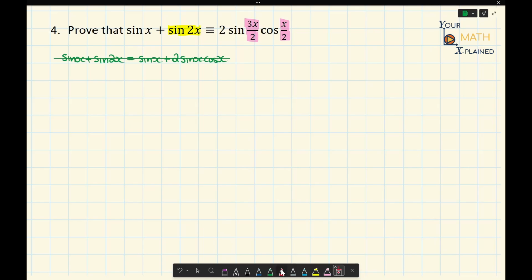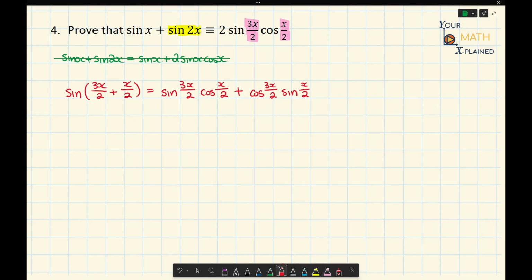So let's go ahead and write that down. So we're going to have sine of, and the 2 angles that we have are going to be 3x over 2 and x over 2. So if we were to add them together, this is going to give us sine of the first angle multiplied by cosine of the second angle plus cosine of the first angle multiplied by sine of the second angle.